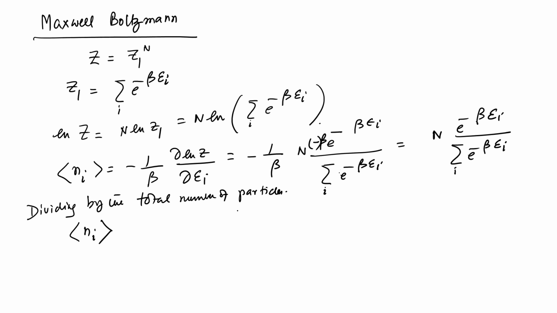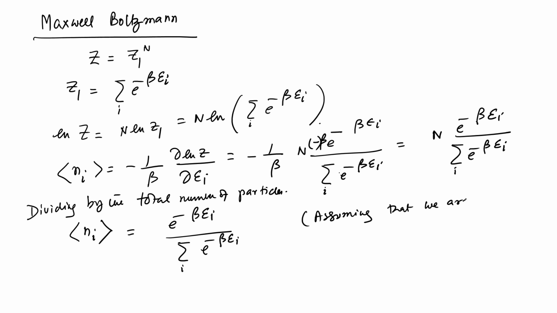or if you simply work with the one particle partition function, then you will not get that n at all. Okay. So, we implicitly take care of that n and write it as exponential minus beta epsilon I, and sum over I exponential beta epsilon I, assuming that we are working with the single particle partition function.